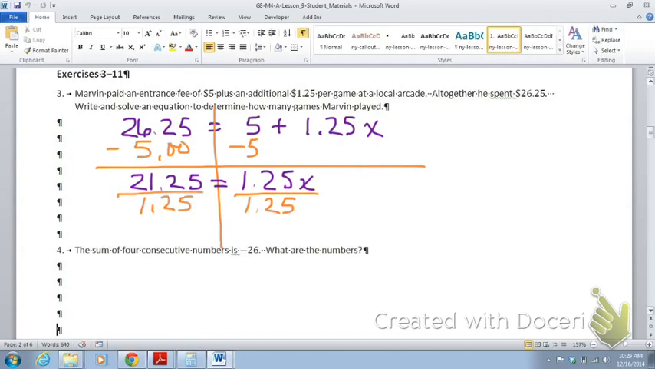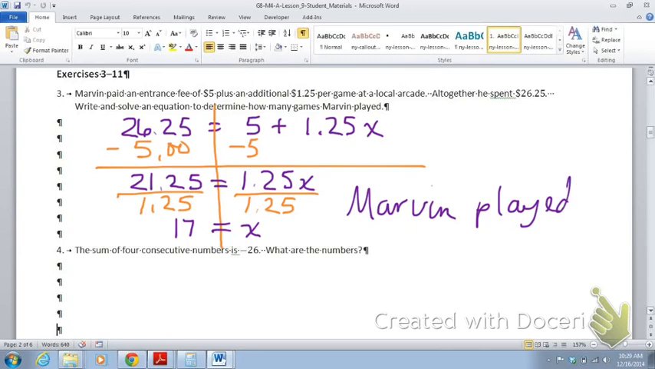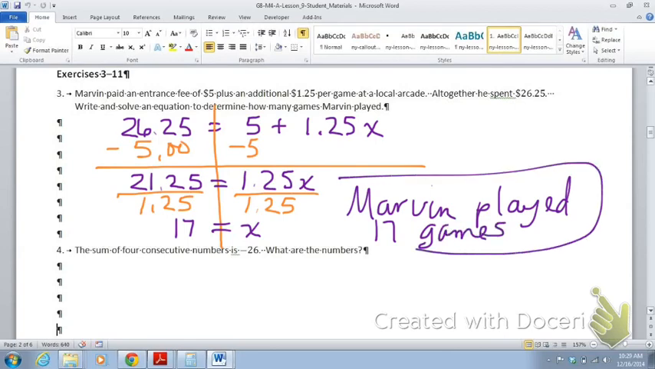1.25, or how many 1.25s are in 2125? So it turns out that this is 17. Marvin played, you always want to answer these questions, not just tell me what the variable is. Marvin played 17 games. So that's the first one there.